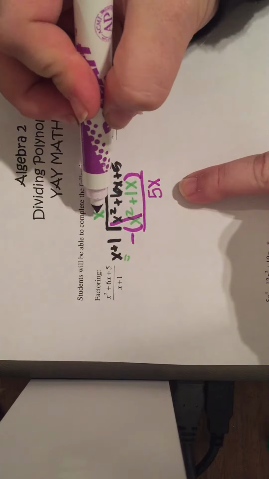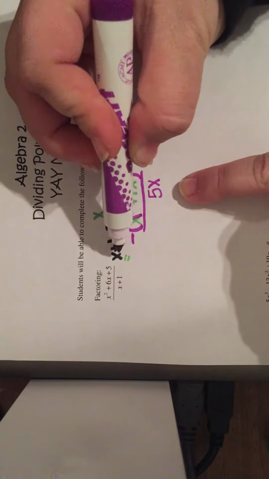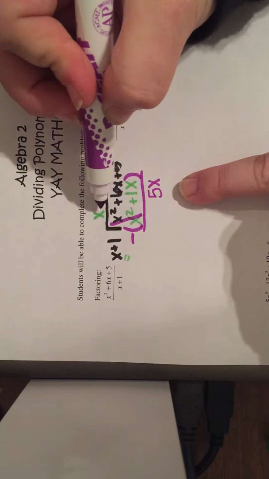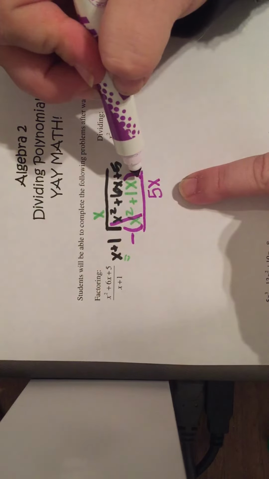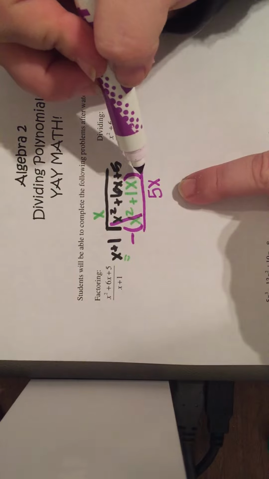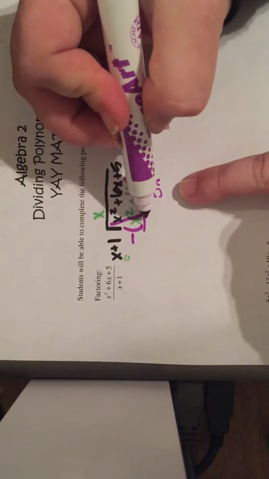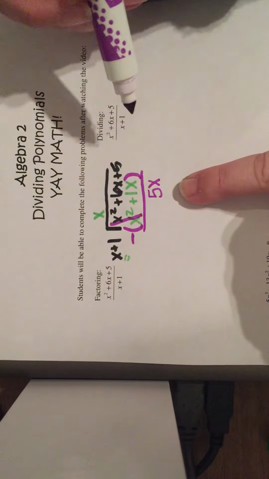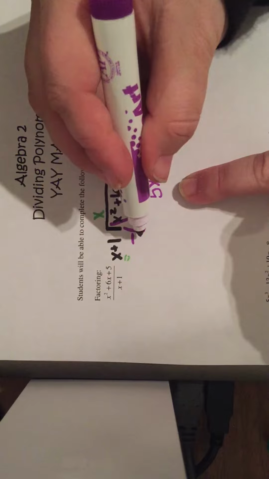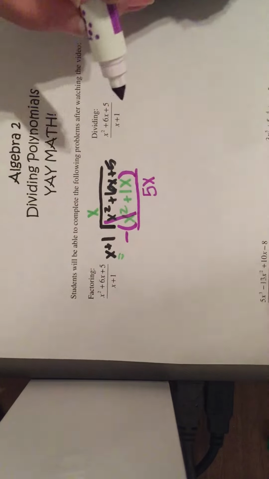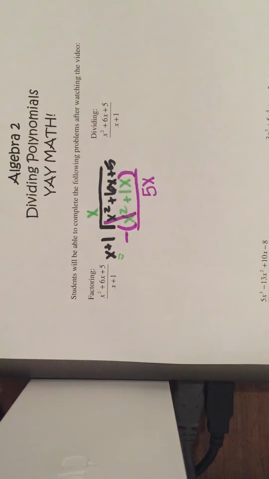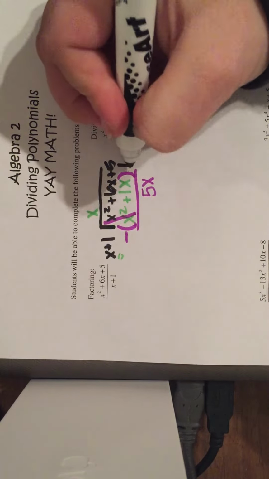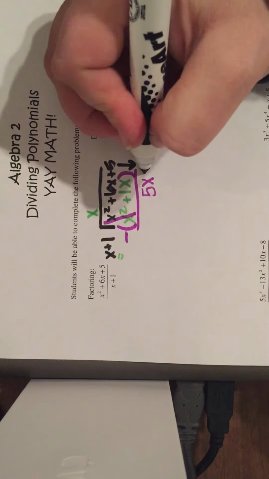So all I did was say x times x got me x squared, x times 1 got me 1x, but then I have to subtract these terms from my original problem. So x squared minus x squared canceled out, and 6x minus 1x got me 5x. Well, now I've only got one term here, so I've got to bring one on down. So let me get that 5. And it's a positive 5, so let's bring down plus 5.